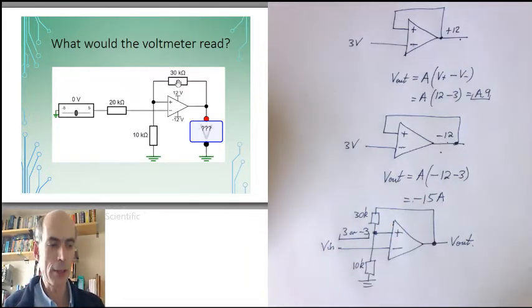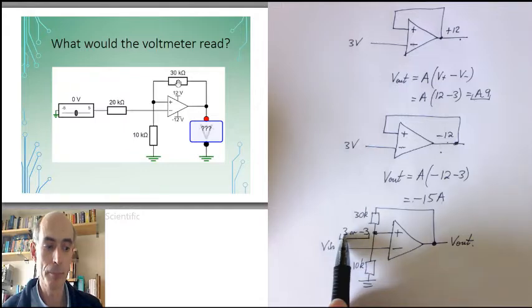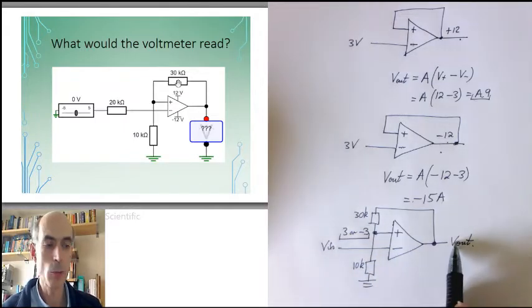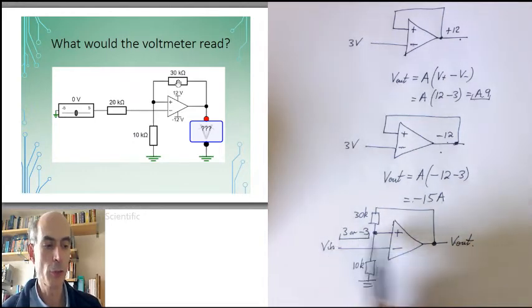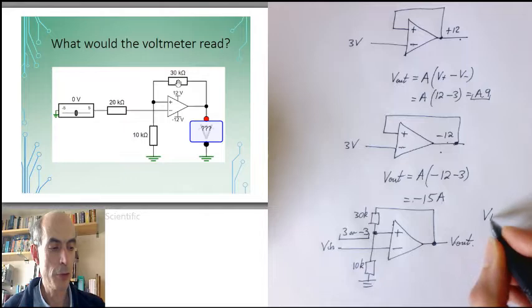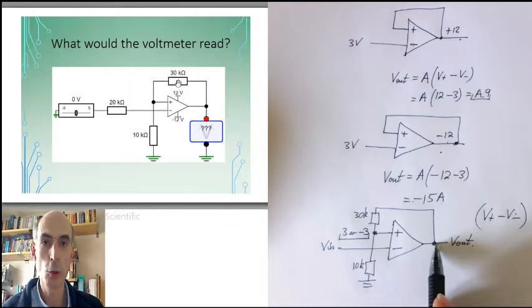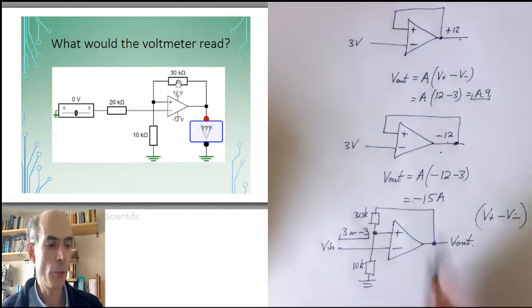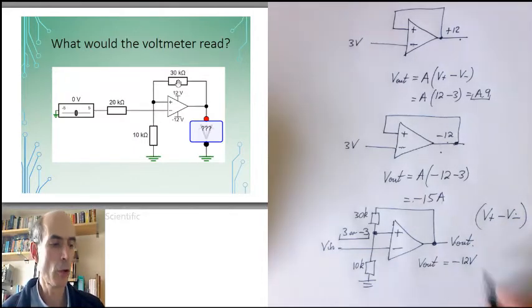And now something interesting happens if you allow Vin to vary. Note that if Vin is greater than 3 volts, then it doesn't matter if Vout is plus 12 or minus 12, Vin is always going to be greater than the voltage on the non-inverting input, and therefore V plus minus V minus is always going to be negative, which means the output will go to minus 12 volts. So we know that for this circuit, Vout is minus 12 volts for an ideal op-amp if Vin is greater than 3 volts.